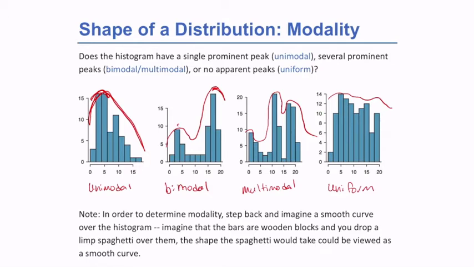So in order to determine modality, step back and imagine a smooth curve over the histogram. Imagine the bars are wooden blocks and you drop a limp spaghetti over them. Kind of like the drawings that I did on top of these.